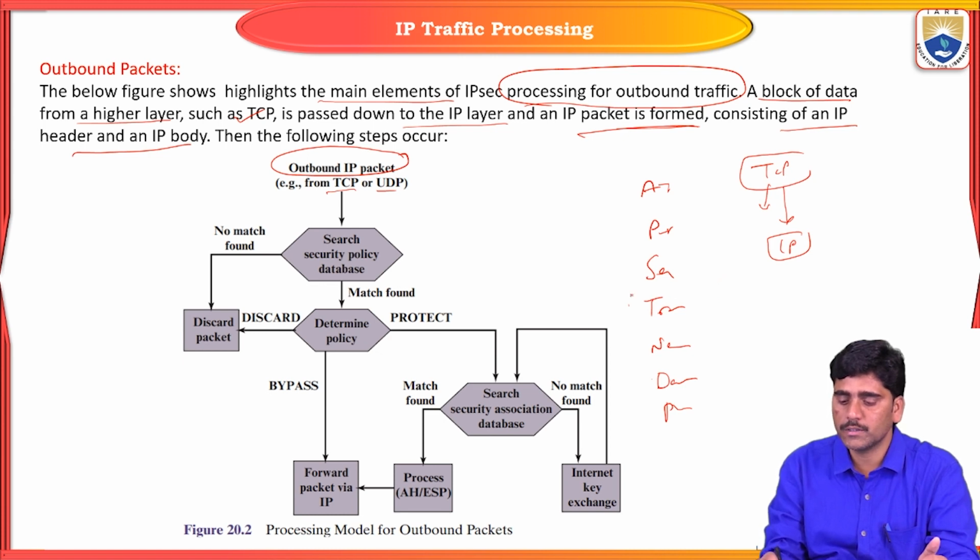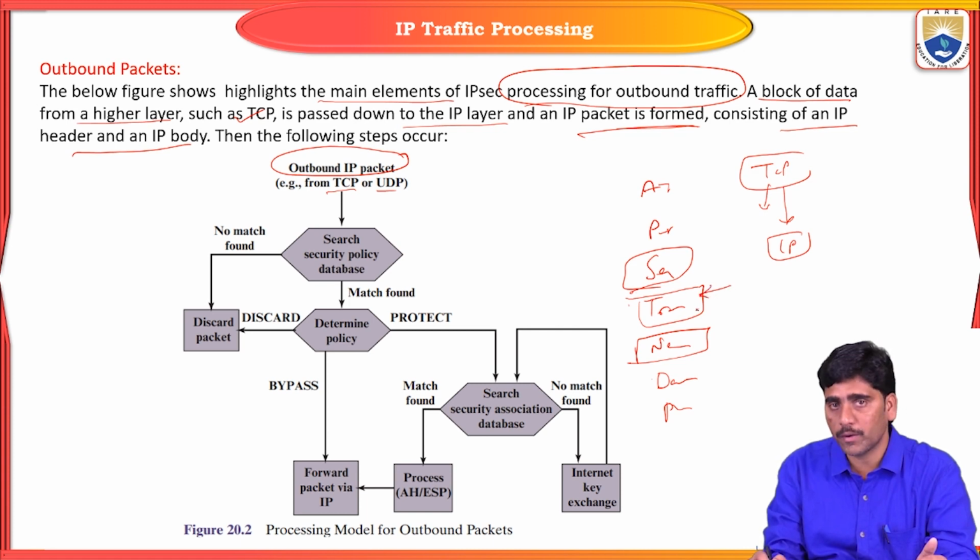Suppose the packets are transmitted from the transport layer to the network layer, or from the transport layer to the session layer. So we can consider that the data is transmitted from the transport layer itself. It means the packets are outbound packets, because the packets are transmitted from the transport layer to the network or session layer. So the transmitted packets are outbound packets for the transport layer.